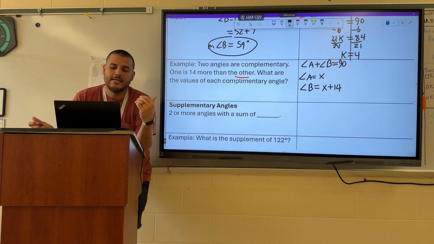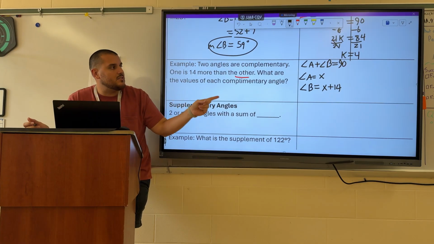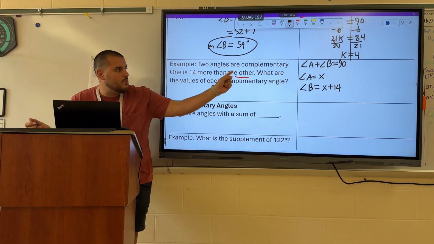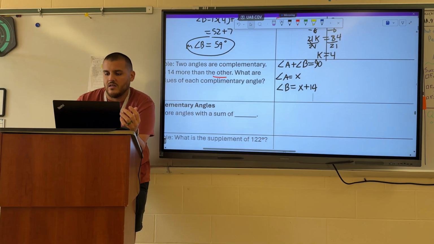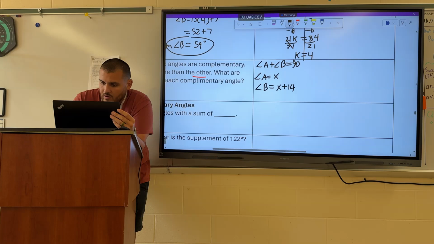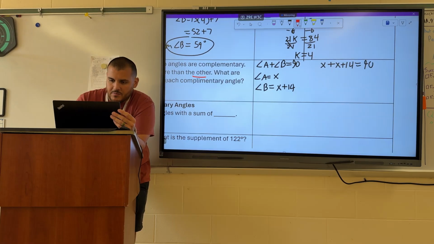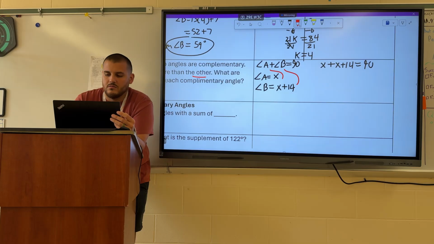14 more than x. Now with these expressions, I can substitute those into A plus B equals 90, and I can actually solve for the x that I've created here. So I'm going to do that over here. So angle A, x, plus angle B, which is x plus 14, equals 90. And again, hopefully you caught that. I'm just substituting these terms into the equation.